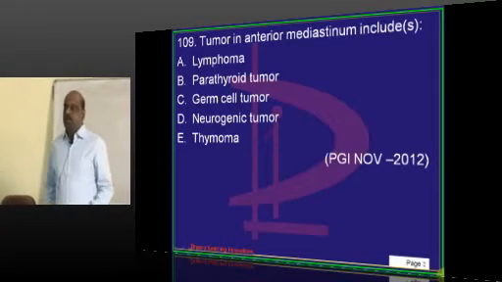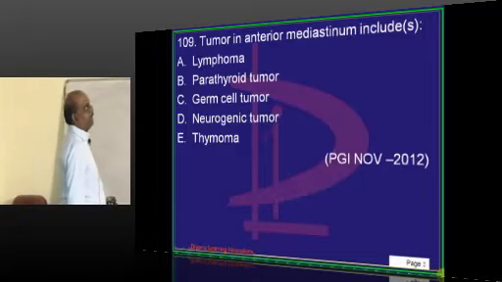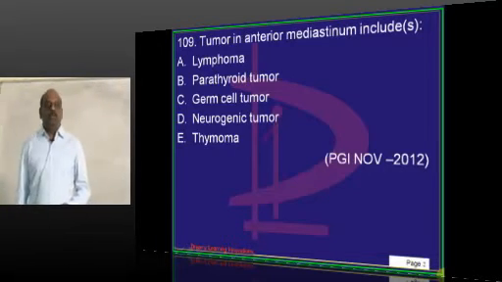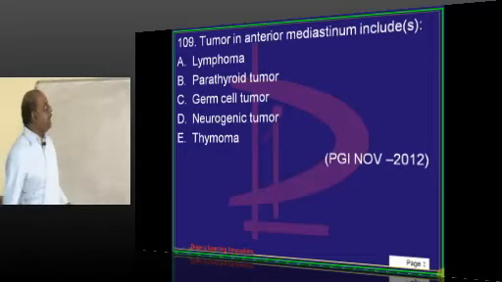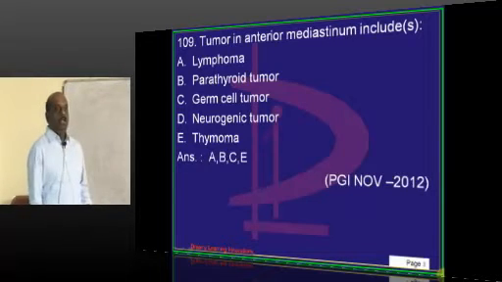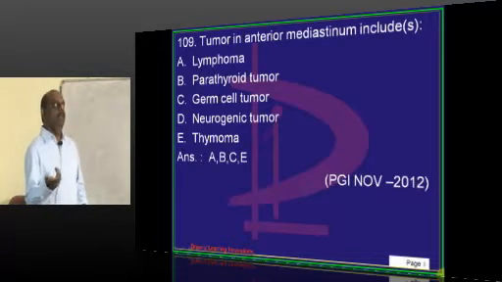Some more questions of PGI November 2012. What tumors are part of anterior mediastinum? Thymoma, teratoma, thymoma, terrible lymphoma, and retrosternal thyroid is what you have to basically remember.